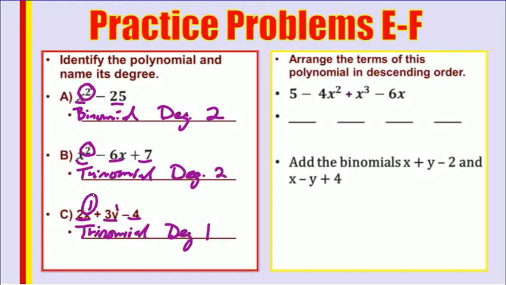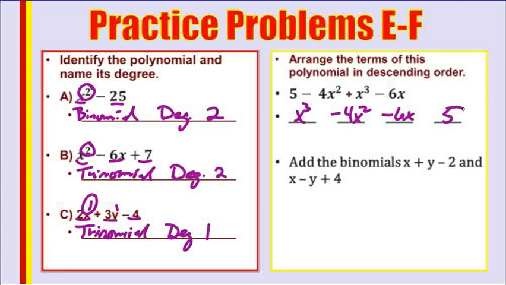Next one, arrange the terms of this polynomial in descending order. So from biggest to smallest, we have x cubed, then a minus 4x squared, so make sure you keep the sign in front. And then I have a minus 6x, and then it's a positive 5.